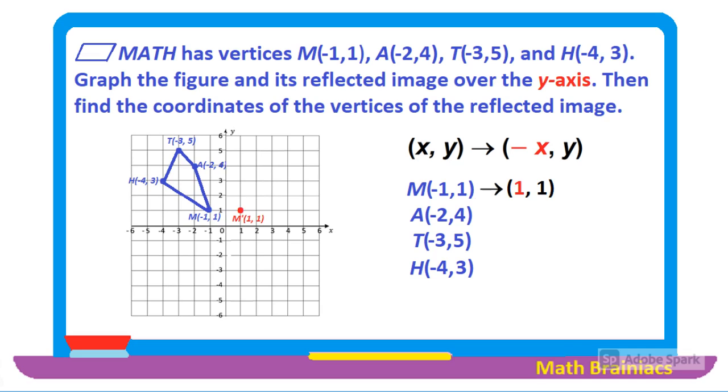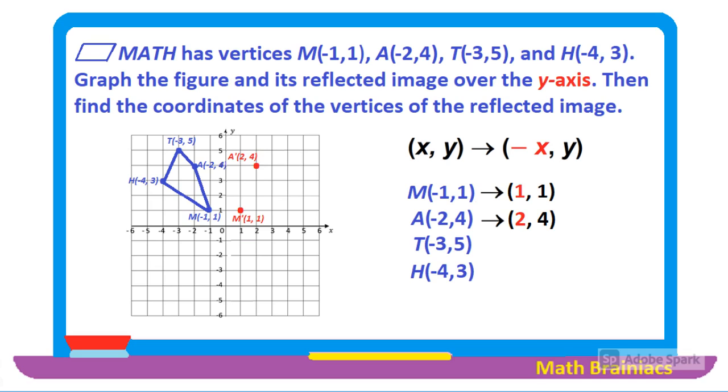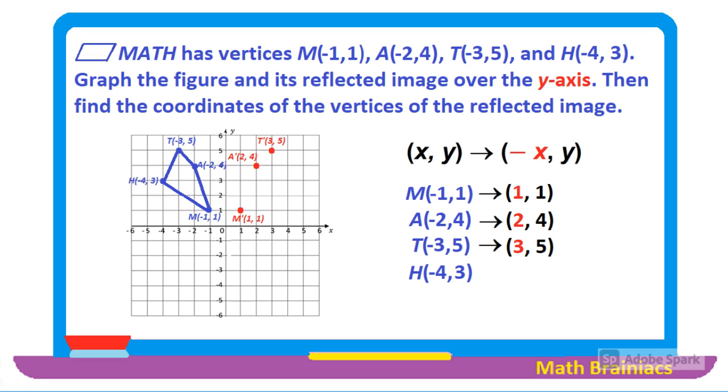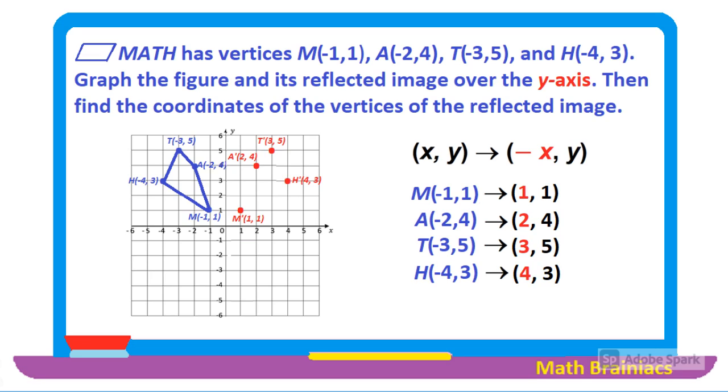We are now going to reflect the blue image over the y-axis. We are going to keep the y-coordinate and take the opposite of the x-coordinate. Accordingly, point M will become 1 and 1, which is M prime. And A prime will become 2 and 4, when x is 2, y is 4. While T prime will become 3 and 5, when x is 3, y is 5. And H prime will become 4 and 3, when x is 4, y is 3. Did you get the step? We're going to keep the y-coordinate and take the opposite of the x-coordinate.